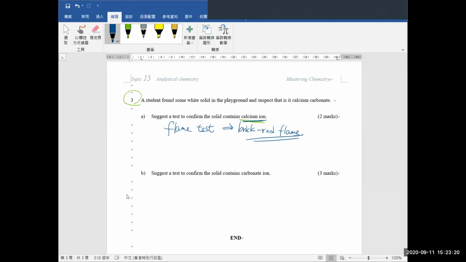So, part B. Poon Ji-hee, you just entered the classroom. Could you please try part B? Do you still remember this part? Poon Ji-hee, are you here?